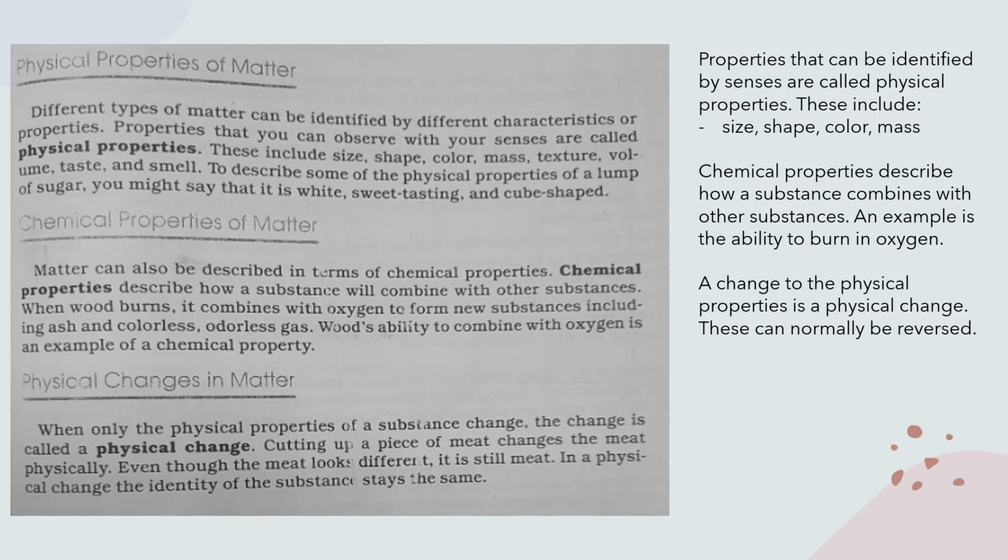Now, physical properties of matter. Different types of matter can be identified by different characteristics or properties. So properties, characteristics, this just means how you describe something. Properties that you can observe with your senses are called physical properties. So the size, you can see, the shape, you can see, the color, you can see, the mass, you can feel it in your hand, the texture, you can feel it with your skin. The volume, you can hear, the taste and the smell.